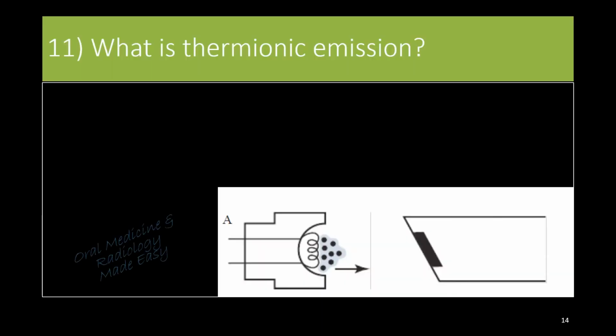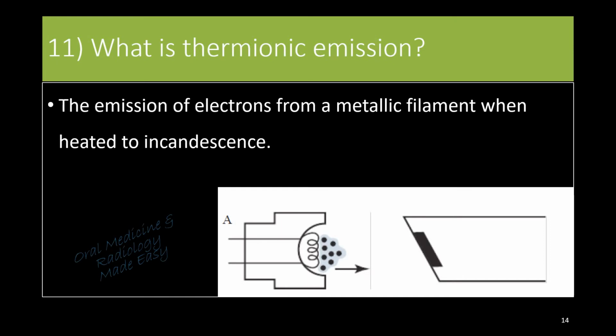What is thermionic emission? The emission of electrons from a metallic filament when heated to incandescence. That is, when the filament is heated to incandescence, it releases electrons. This is called thermionic emission.